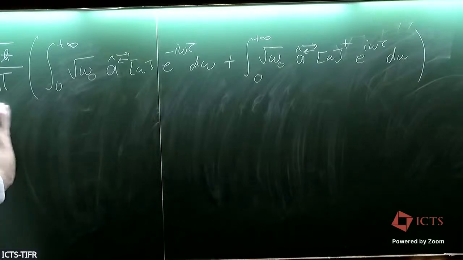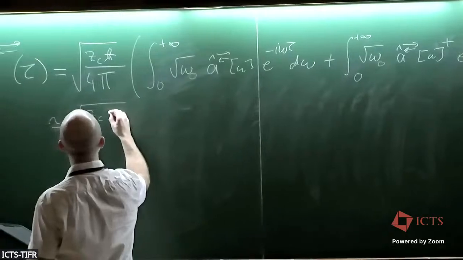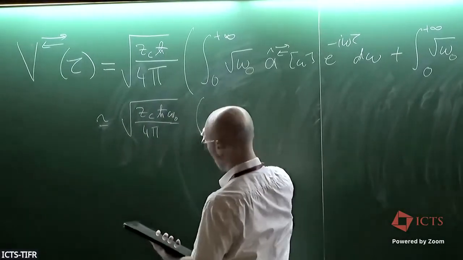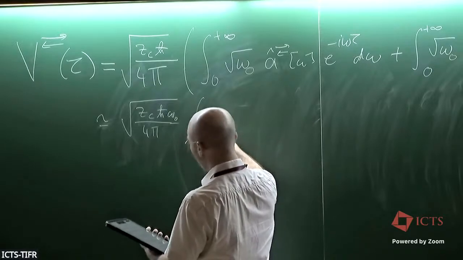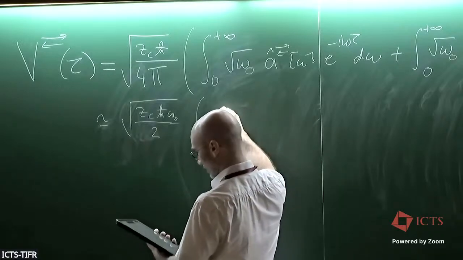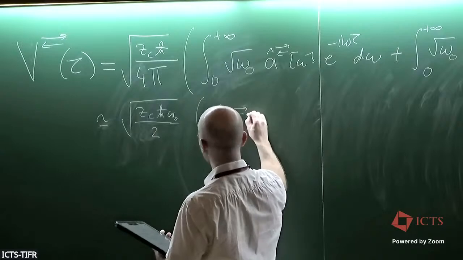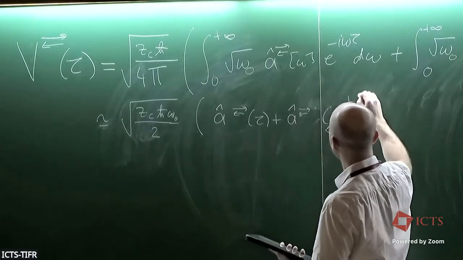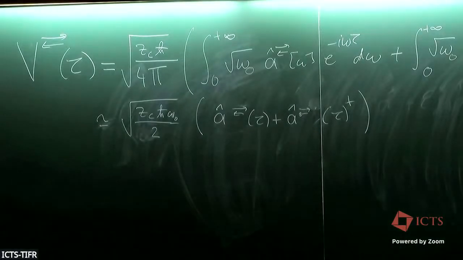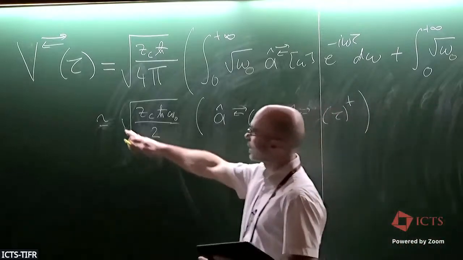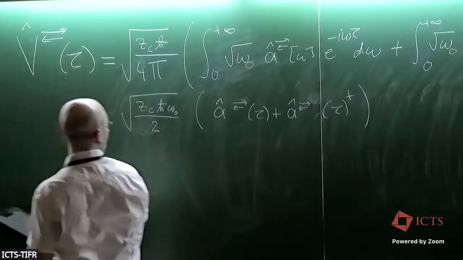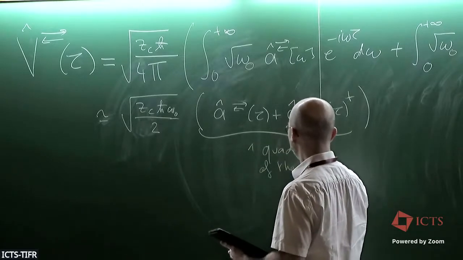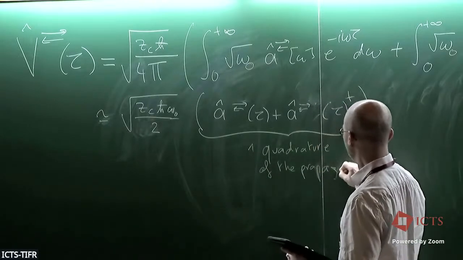And so in the end, it's approximately equal to square root of ZC H bar over 4 pi omega naught times this Fourier transform. There's a 2 pi which I need to eat, and so we have A left right of tau plus A left right dagger of tau. Maybe I should put the dagger here. Okay, that's it. So under this approximation, things get simple, and we link directly the voltage that we measure, on which I should put a hat, to the quadrature. So that's one quadrature of the propagating mode.